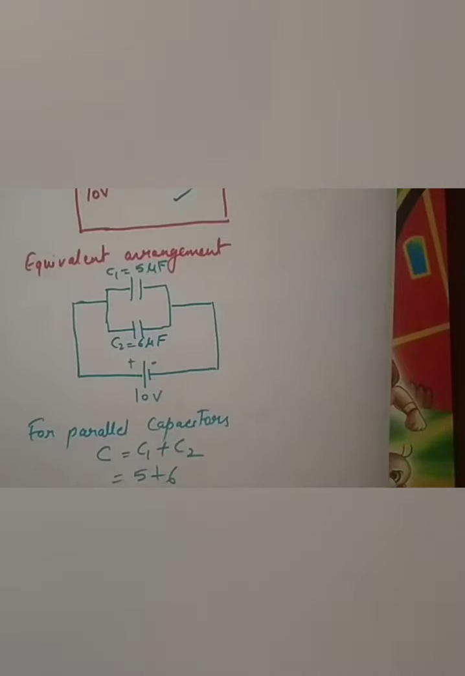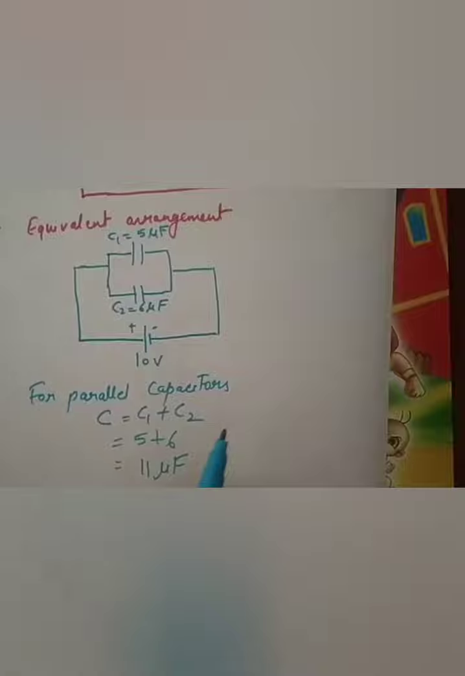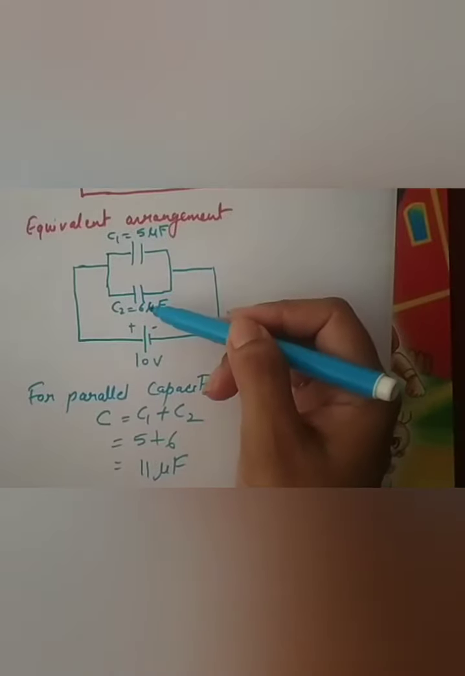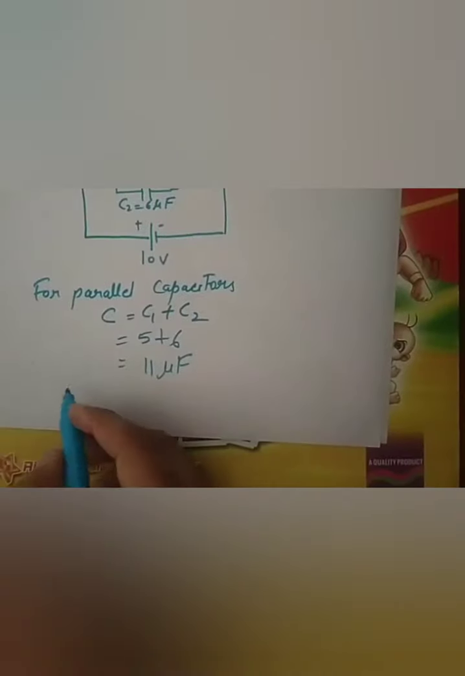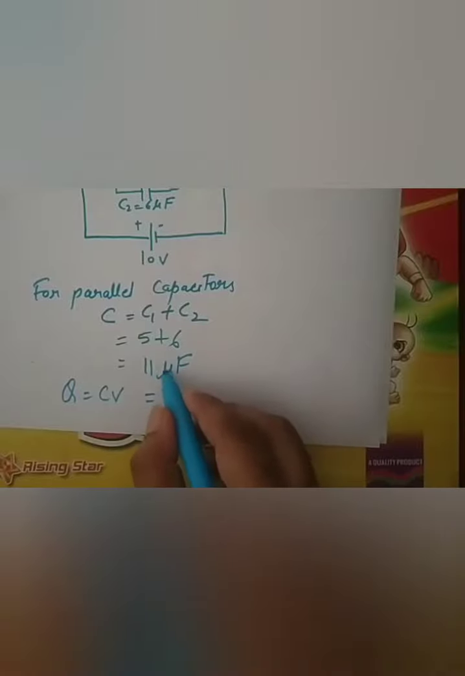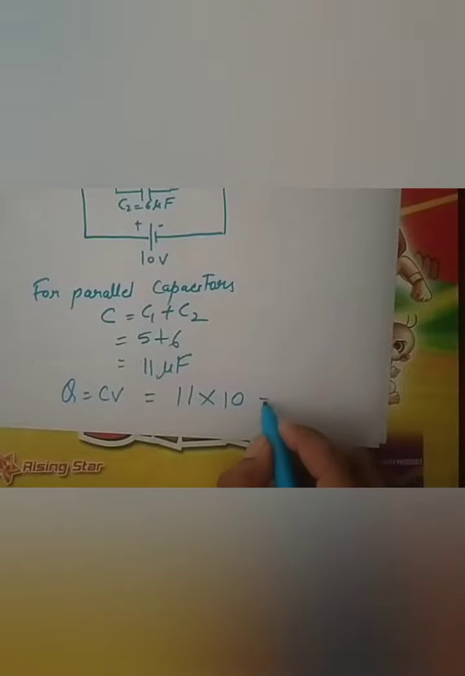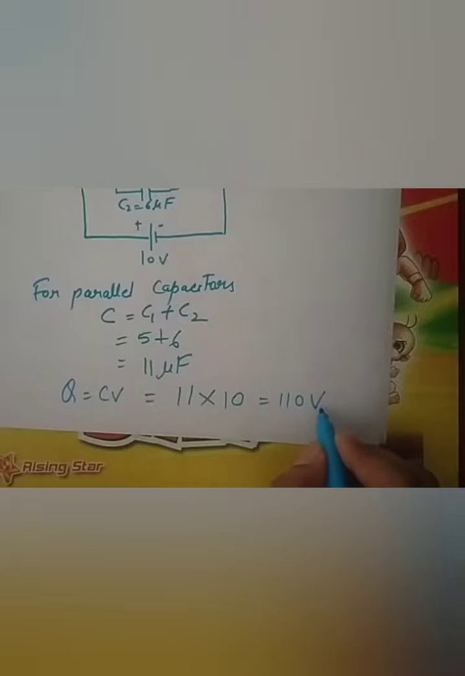You can also draw the equivalent arrangement. From this figure it is clear that these two capacitors are in parallel, and when they are in parallel we simply add to find the total capacitance. So 5 plus 6 will give us 11. This is the total capacitance. But we have to find the charge supplied by the battery, and we know the formula for charge is Q equals C into V. Since the capacitance is 11 and the voltage of the battery is 10 volt, 11 tens are 110. This is not the voltage, this is the value of charge.